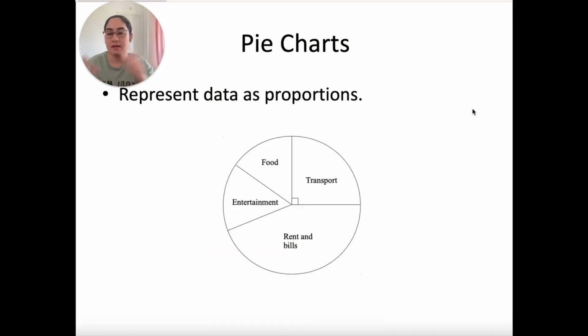Pie chart, as the name suggests, looks like a pie, and it represents data as proportions. So we have, for example, a quarter of our data represented by transport. Again, we don't have the context of this question, but this could be how much a person spends on different categories within a month. So a quarter is spent on transport, and then we have different proportions that represent food, entertainment, rent, and bills.